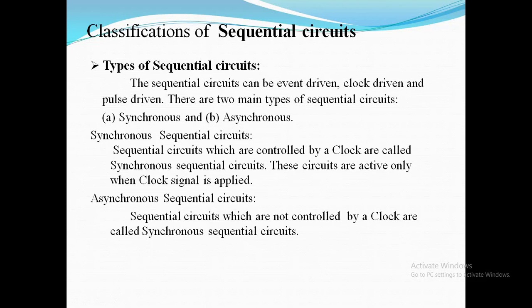Synchronous types use pulse or level inputs and a clock input to drive the circuit, with restrictions on pulse width and circuit propagation. Sequential circuits which are controlled by a clock are called synchronous sequential circuits, and these circuits are active only when the clock signal is applied. Asynchronous sequential circuits do not use a clock signal; circuits which are not controlled by a clock are called asynchronous sequential circuits.